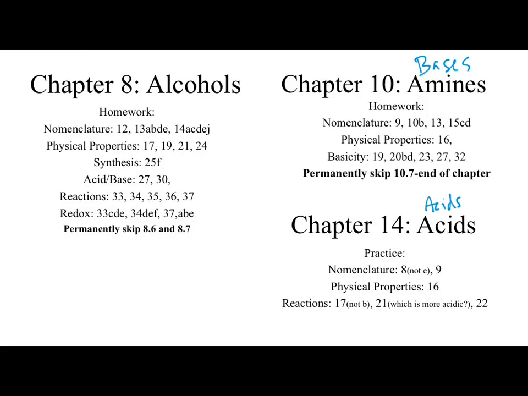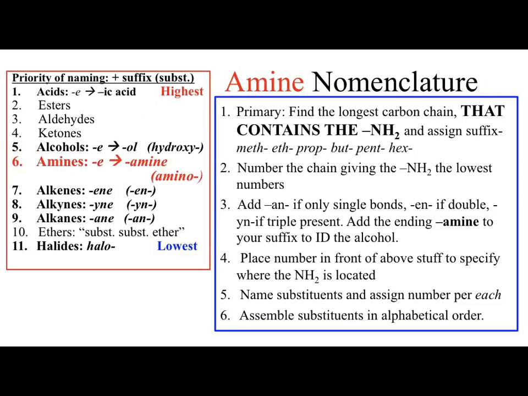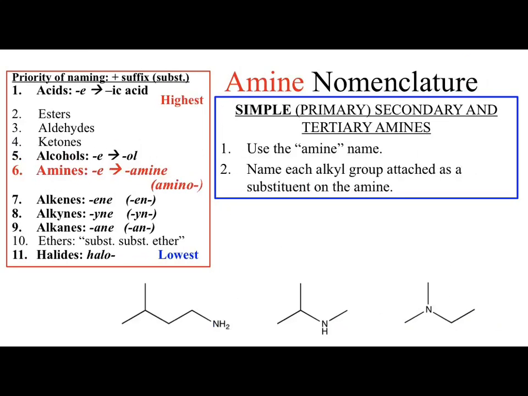The next sequence of slides are all the nomenclature rules. So we've got our alcohols, our acids, the amines, and then the simple primary amines. Okay? Or simple primary, secondary, and tertiary amines. So giving them slightly different names. Did anybody have any particular questions about nomenclature that you wanted me to work through? Otherwise, we're just going to say that we've talked about that.